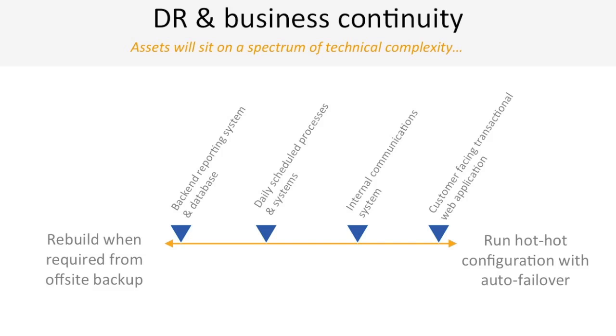As long as it comes up within, say, 12 hours, and as long as the data is, let's say, not an hour out of date, then you're okay. And in between, you can have different types of applications. So I've got daily scheduled processes and systems getting more intensive. Internal communication systems, you can live with them without them for a little while, but ultimately you need them back up and running as quickly as possible.